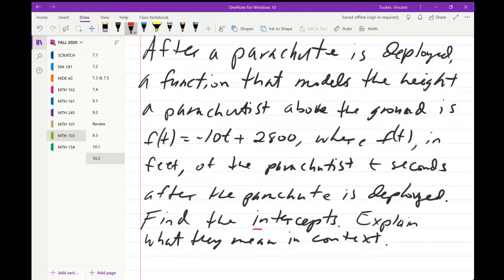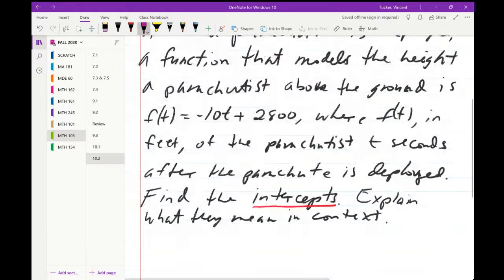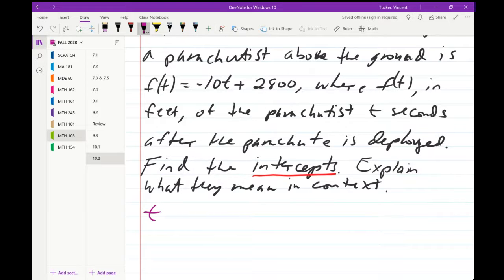All right, so we want to find the intercepts. One thing that might be good for you to establish is what the variables mean. T represents seconds, and F of T is your feet. Normally we have x and y. This time we have F and T. So F of T represents feet, and like I said, this would be your y. This would be considered your x, if we go off of our regular use of variables.